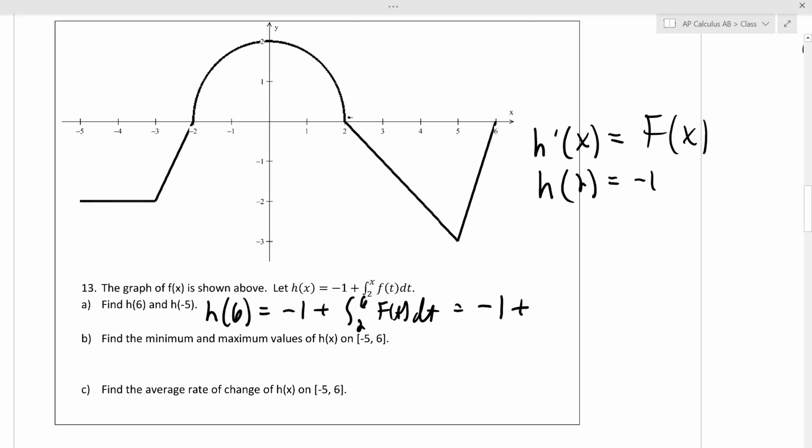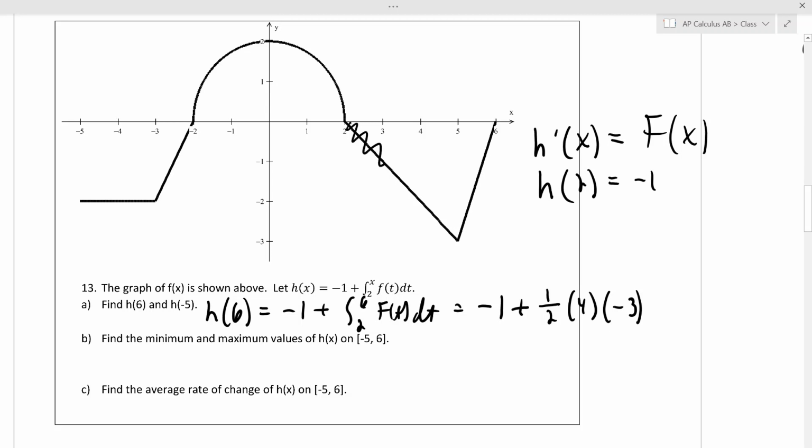Luckily for us, the area from 2 to 6 is just this triangle. That triangle has an area of 1/2 times 4 times the height, which is -3. Because it's below the x-axis, that's going to give us back a negative change. Keep in mind, this is h prime we're really looking at here. It's f of x, but it's h prime.